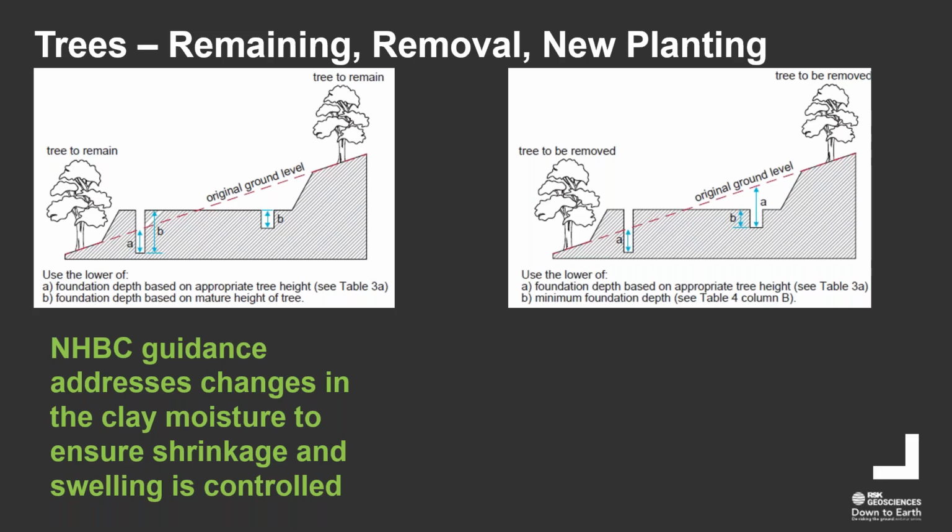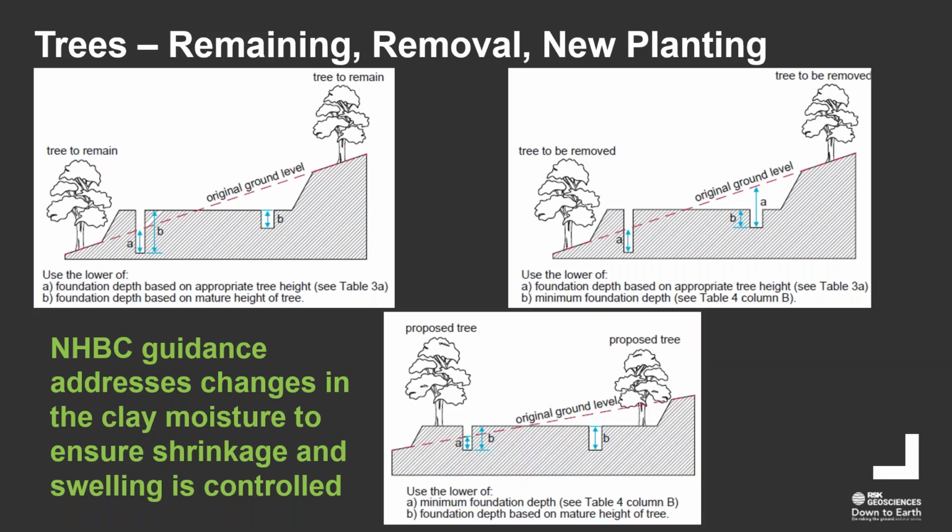Then if you're going to have a tree removed, again, it's a very similar diagram, but it now shows you A and B dimensions important on the right hand side where you've got a cutting, and on the left hand side dimension A is the one that you're going to look at where you've got the filling. And then if you're going to plant a tree, again, the A and B, you'll notice on here it does refer to table 3A and table 4 and particularly column B.